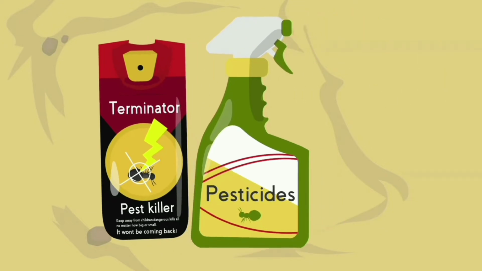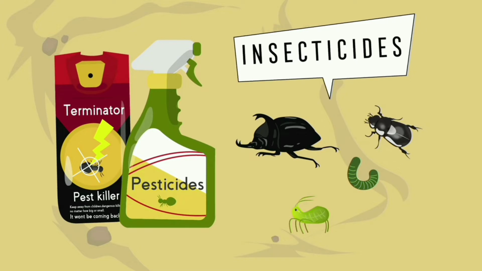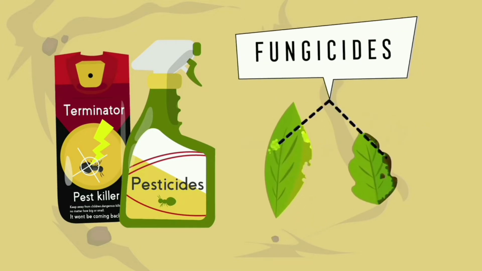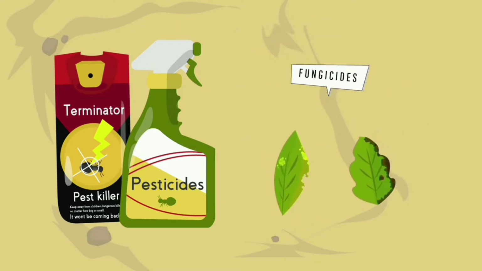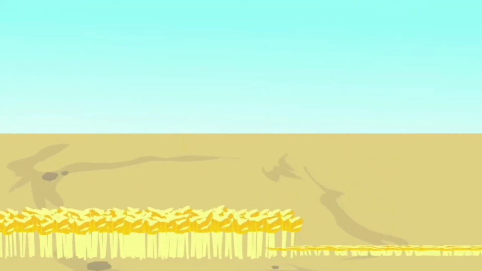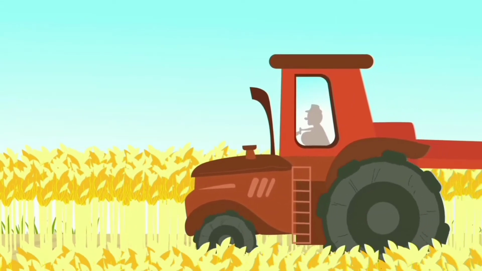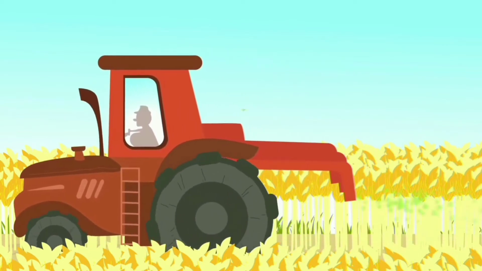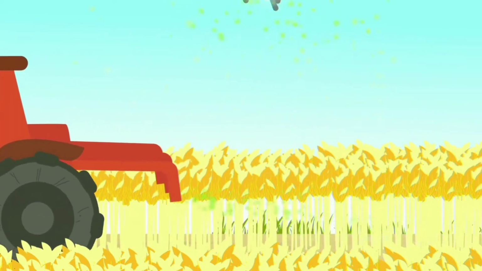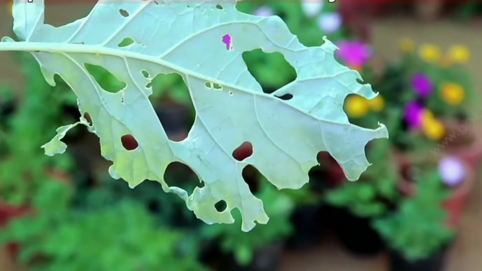Pesticides are natural or synthetic chemicals that are sprayed on crops. They include insecticides that control insects, fungicides that control fungi, and herbicides that control weeds, other plants that are not supposed to grow with the crop. Pesticides can be sprayed all over a field using industrial machinery, like tractors or planes, or in specific areas by humans.